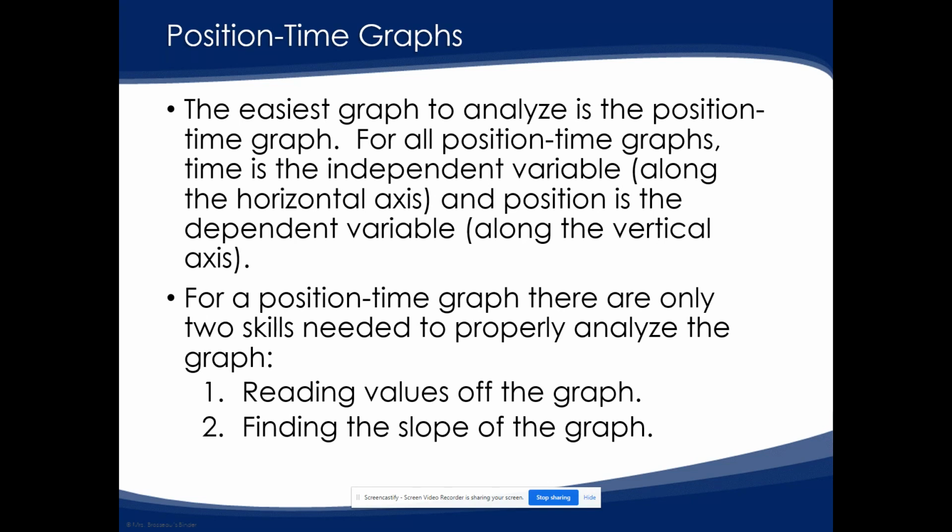For all position time graphs, time is an independent variable. It's what we are controlling. We could stop at any point in time. We could start at any point in time. So it goes along the horizontal axis, and your position depends on the time that we stop at. So your position is dependent, and that means it goes along the vertical axis. For position time graphs, there's only two skills that we need to know, and it's reading values off the graph and then finding the slope of the graph.